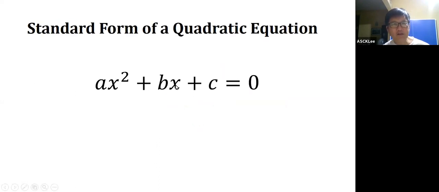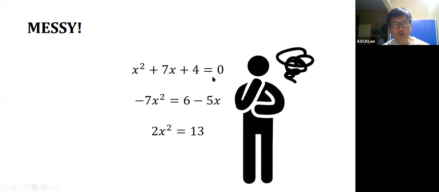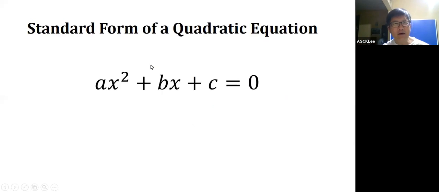Because it's messy, mathematicians have come up with the standard form of a quadratic equation, and this is one of the first things you must master. Firstly, you have to be able to recognize what a quadratic expression is. After that, you've got to recognize what a quadratic equation is, and realize that quadratic equations are messy and that there is a standard form of expressing a quadratic equation. This is the standard form: ax squared plus bx plus c equals 0. This is how a quadratic equation in standard form looks.